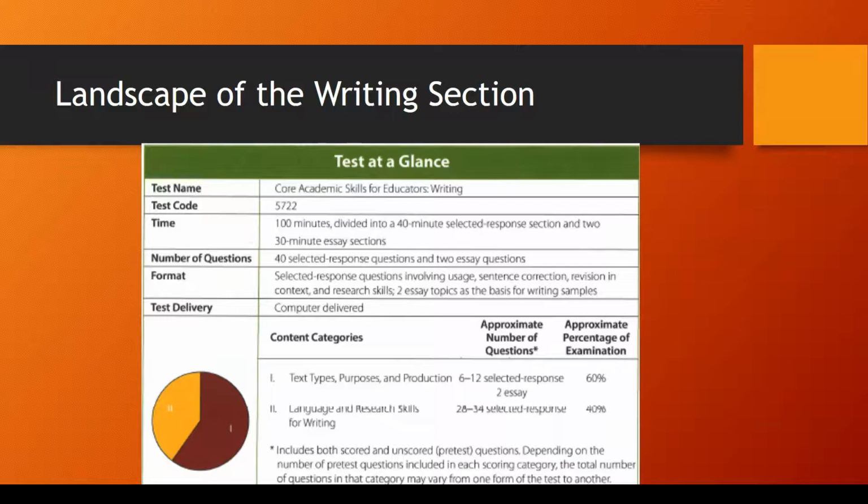Sentence correction requires selecting from the choices provided to restate phrases and sentences using standard English and knowledge of standard grammar terminology. Revision in context requires the reader to consider organization, word choice, style, tone, and conventions of written English. Finally, research skill questions address the types of sources, evaluating the quality of the source, and strategies for researching a topic and organizing a paper.